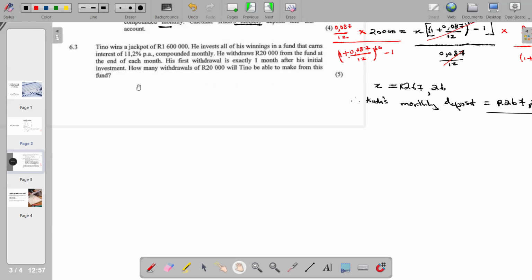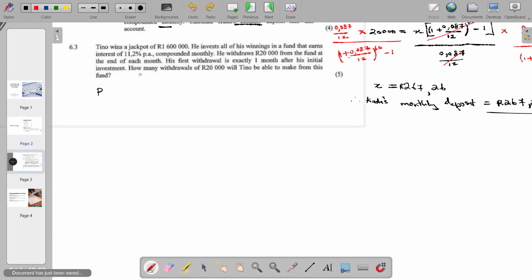So it means what we are having, you are told that Tino wins and invests that money. So it means this is the money that he wins now and invests now. So it means this is the present value. But he's going to be withdrawing 20,000 monthly, meaning they are periodic withdrawals, meaning it's an annuity. So you use the formula for present value of an annuity. So copy that formula correctly from the formula sheet.